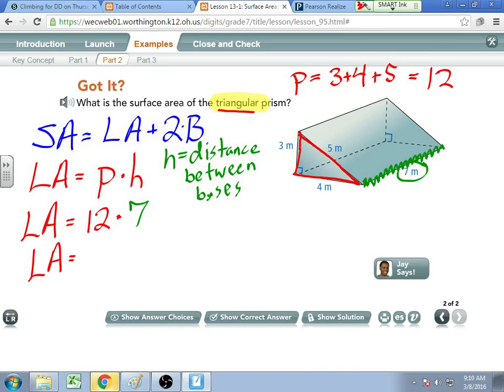That's going to give me the lateral area. What's 7 times 10? 7 times 10 is 70. What's 7 times 2? 14. Put them together. 84. So that's my total. Not surface area, but lateral area. So those are all the faces around the sides. But that doesn't include the base right here or the base right here.